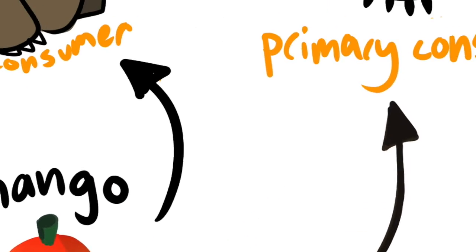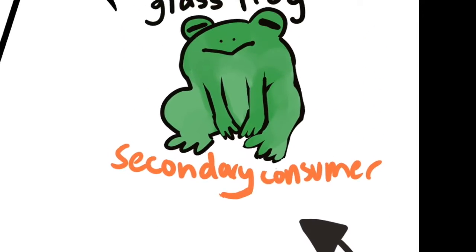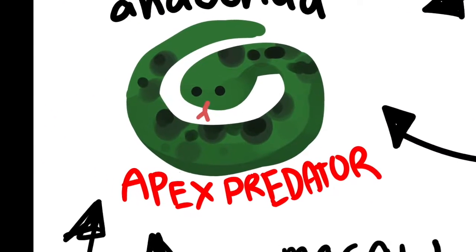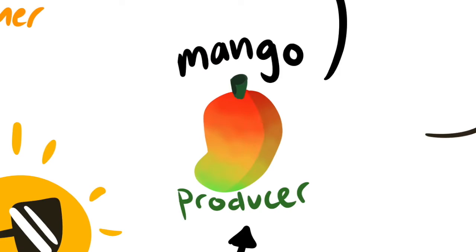Let's start with a simple example. Sun goes to mango, goes to fruit fly, goes to glass frog, goes to anaconda, goes to fungi. In this food chain, the mango is the producer. It makes all its food through photosynthesis.